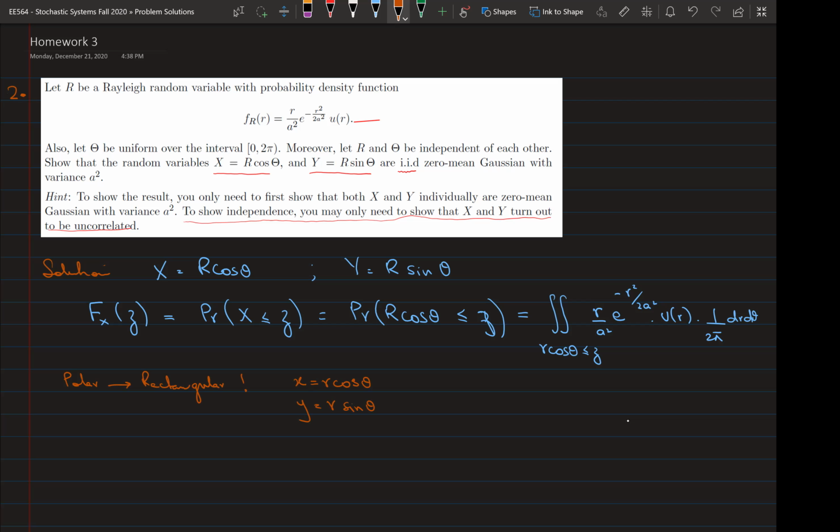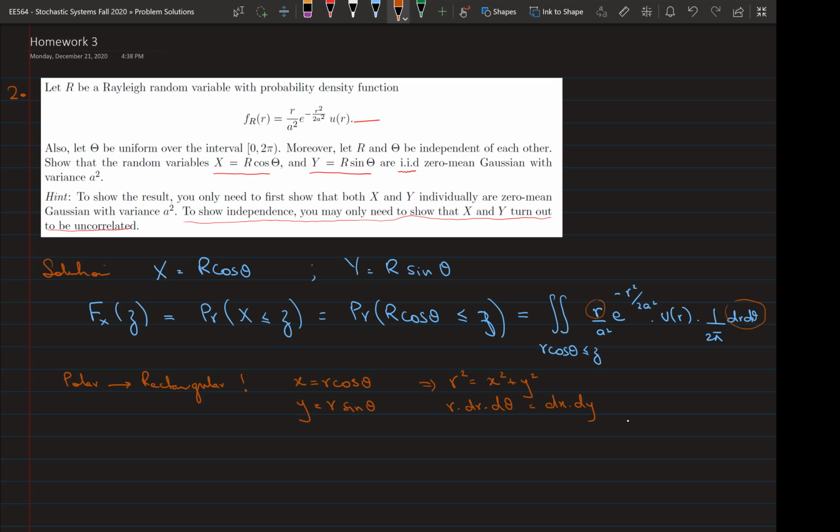So if x is r cosine theta and y equals r sine theta, I know that r squared is equal to x squared plus y squared. And moreover, I know that r times dr times d theta is equal to dx times dy, right? Now, based on this, I can just lump these things together.